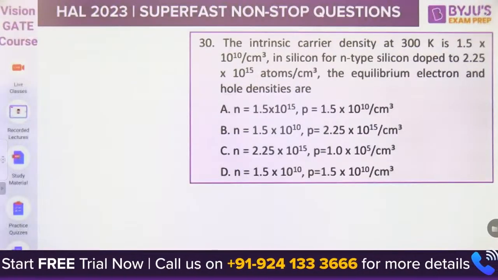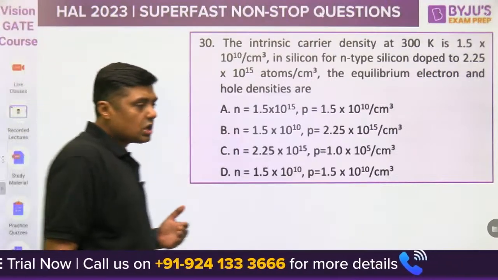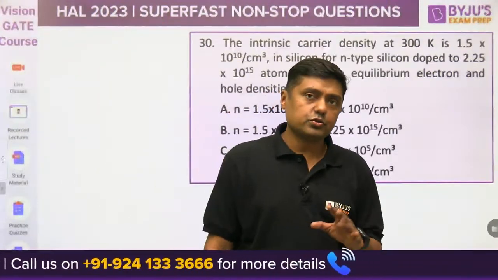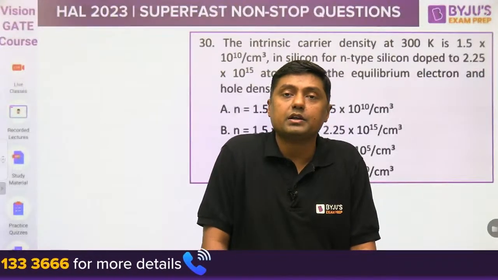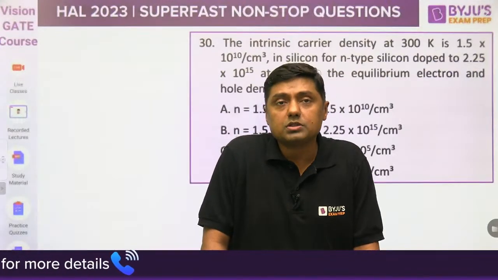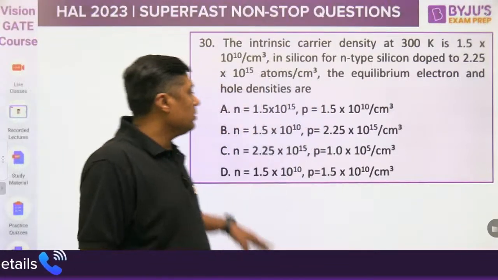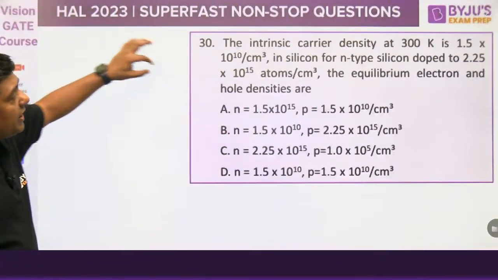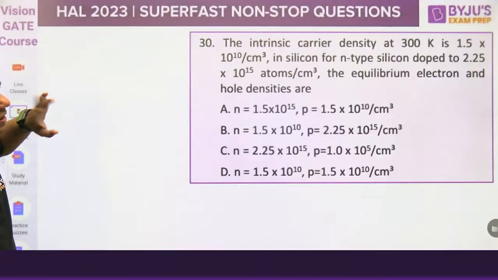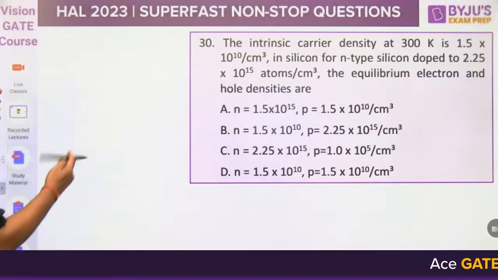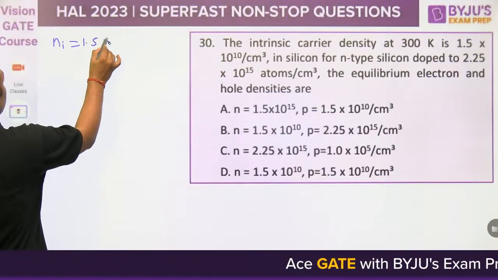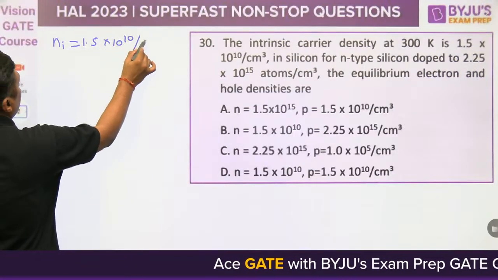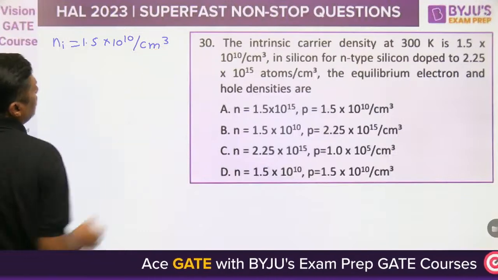Okay. After that, we will discuss analog questions. Six questions from analog, and please stay tuned with us, because after me, Saket Verma sir will join. So the intrinsic carrier density at 300 degree Kelvin is 1.5 into 10 raised to power 10. Everyone try to solve this question. This is the standard value.